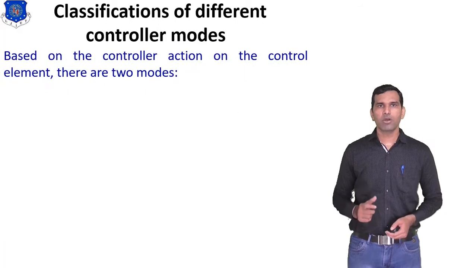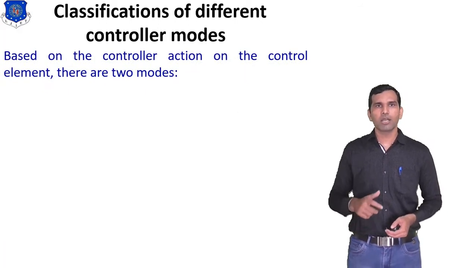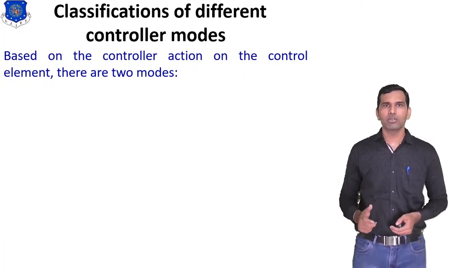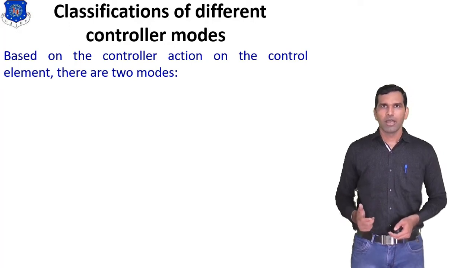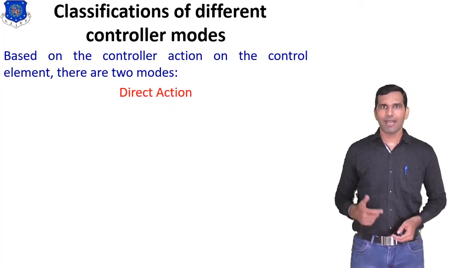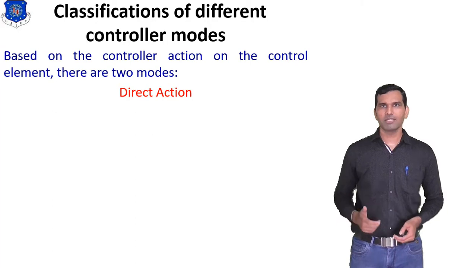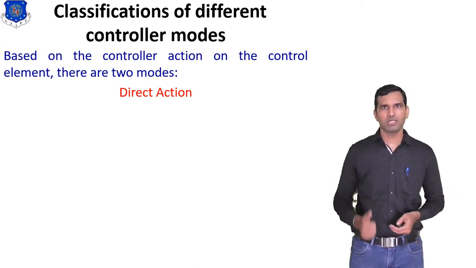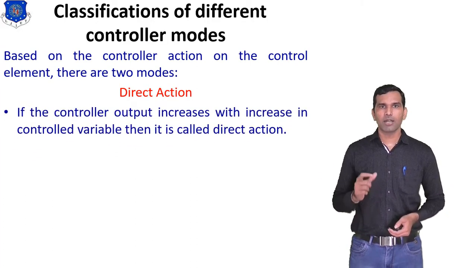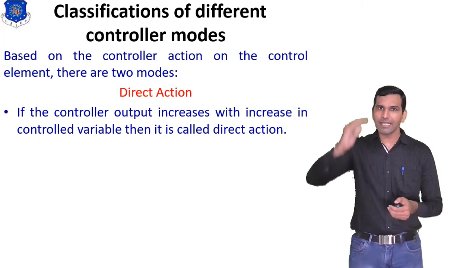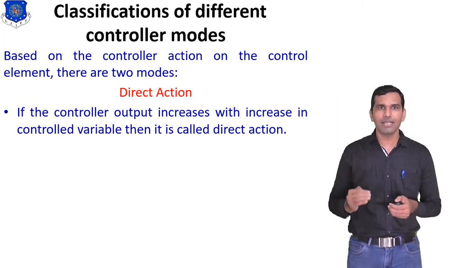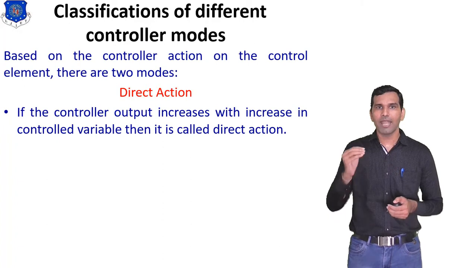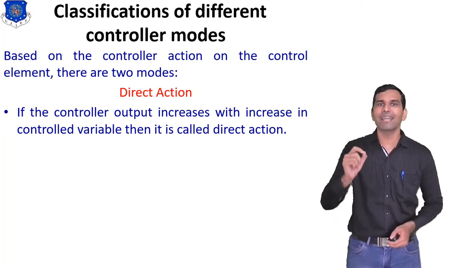Now based on the controller action on the control element, there are 2 modes. The first one is direct action. So what is direct action mode? Now we see. If the controller output increases with an increase in the control variable, then it is called direct action.